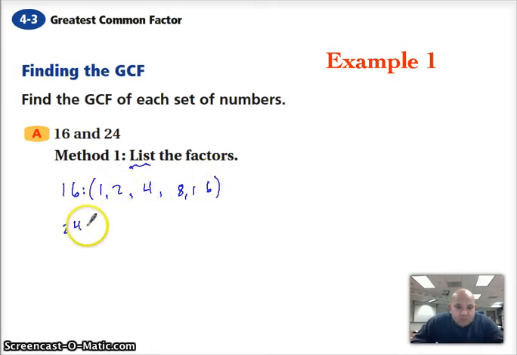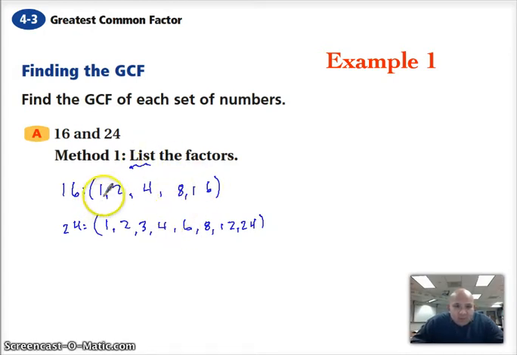Close the parenthesis. For 24, I'll go ahead and list it as 1 and 24, 2 and 12. 2 times 12, of course, is 24. There's 3 going into it, absolutely, 3 times 8. And then 4 times 6. And there are no other numbers in between 4 and 6.